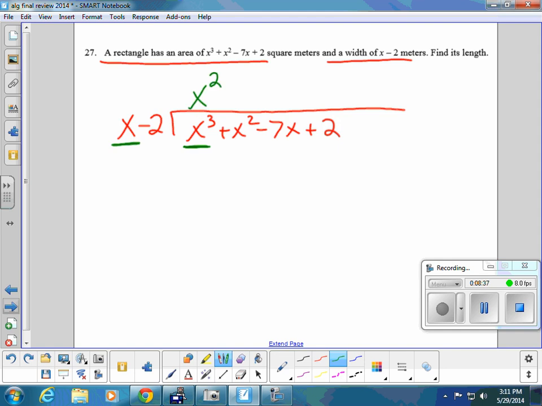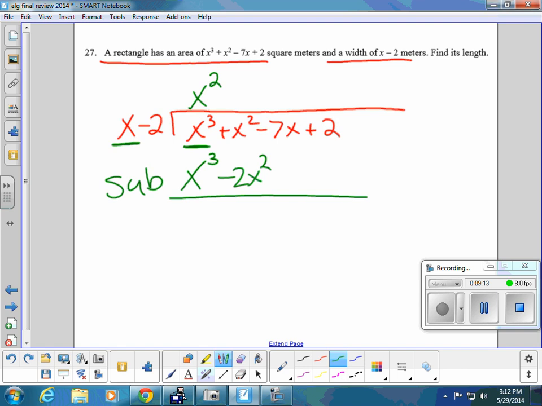So I'm going to x squared times x is x cubed. Now don't forget to multiply both items with it. So again, don't forget to multiply both items here. So I did one. Now the other one's going to be -2x squared. -2x squared.